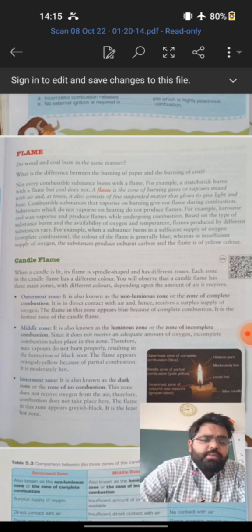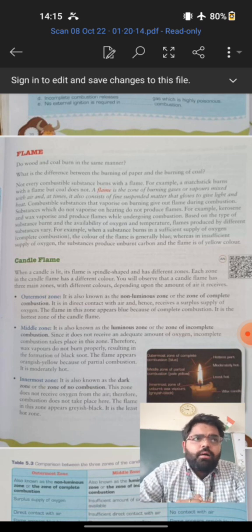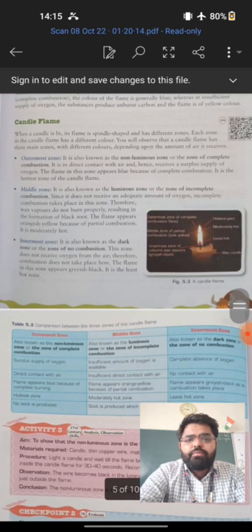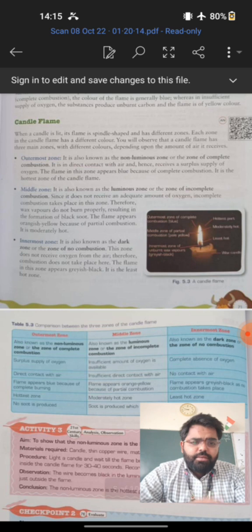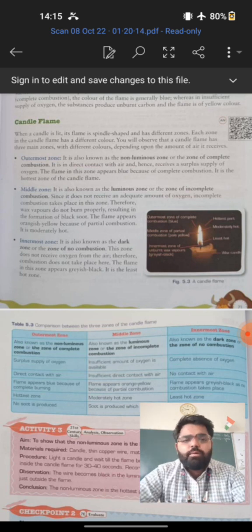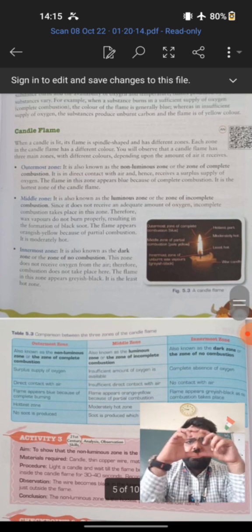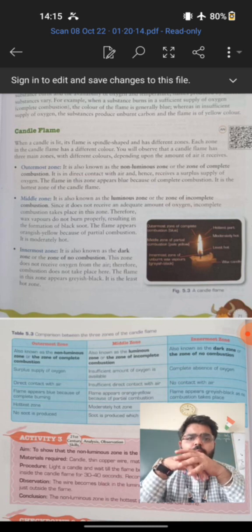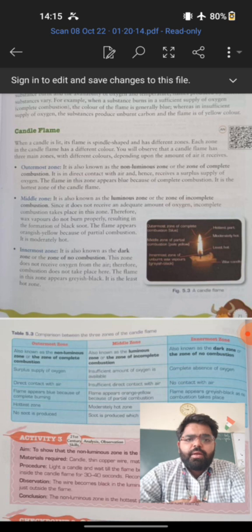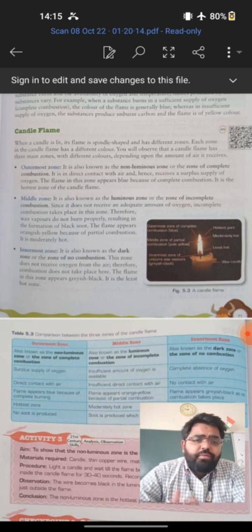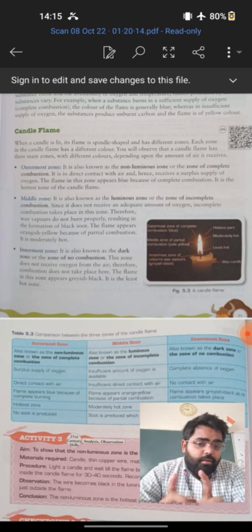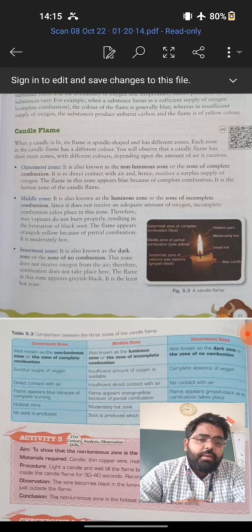So for understanding the structure of flame, what exactly occurs, right? We have the structure of flame, which is given in your book, very classical. If you check the diagram given over here, the region that you can see is basically the flame. Next to it is the outermost zone, also called the non-luminous zone. It is also called the zone of complete combustion, because of the readily available oxygen for burning the substances, right? And the point to remember here is that complete combustion occurs.